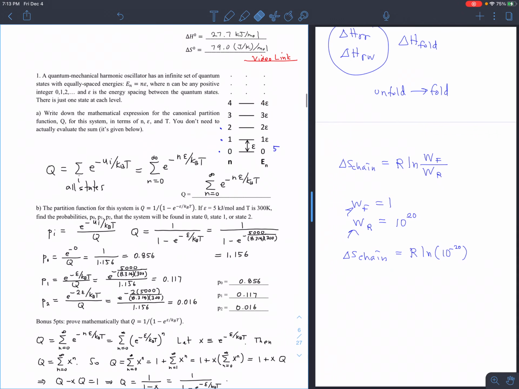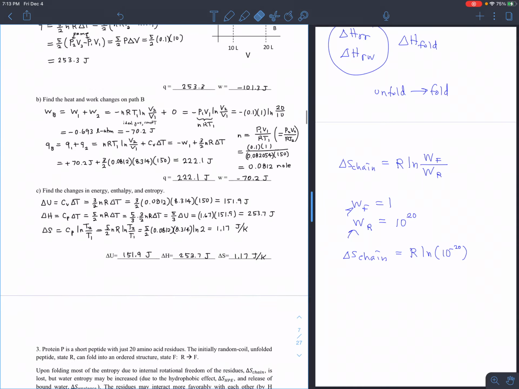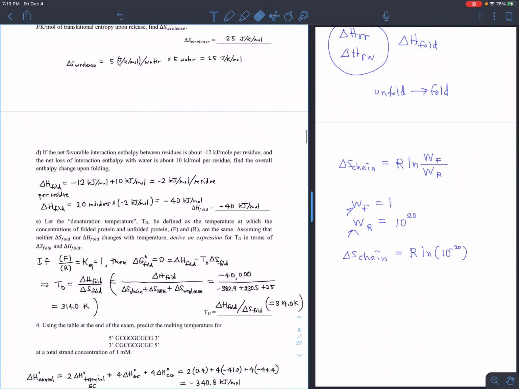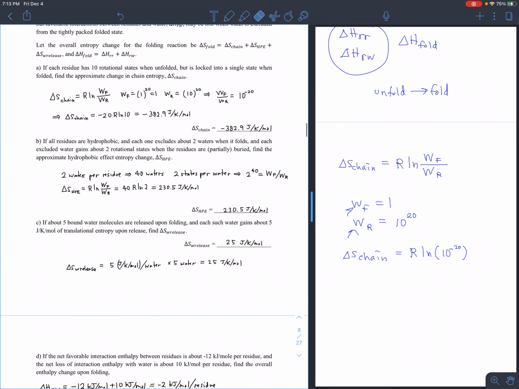All right, and I think that's it. Everything else has already been cleared out. Okay. So that's the first part of the problem.